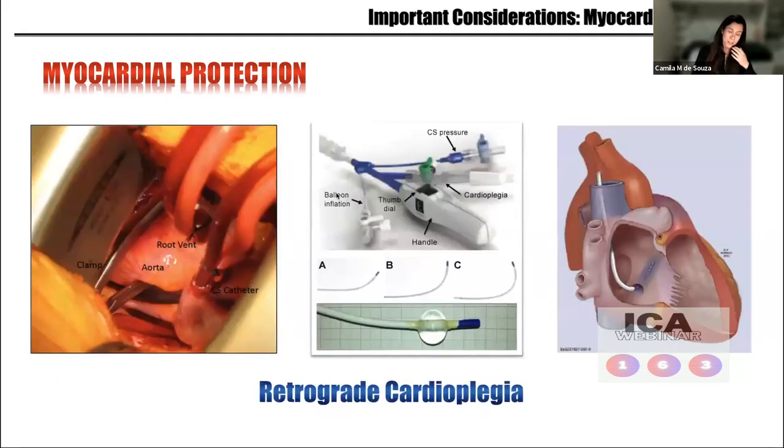Retrograde cardioplegia can be used. The coronary sinus can be directly cannulated by the surgeon, although I'm told by my colleagues this is extremely challenging. So if necessary, what we can use is a catheter that is placed percutaneously through the internal jugular and directly into the coronary sinus, also under TEE guidance.